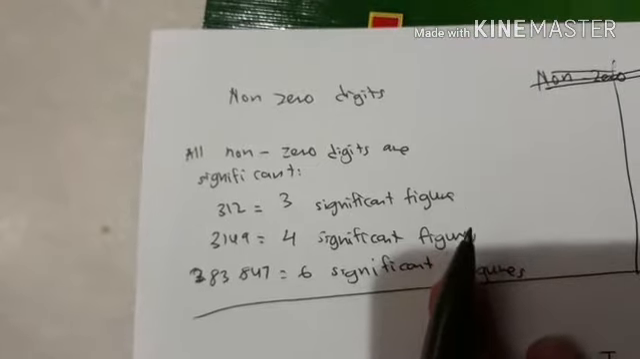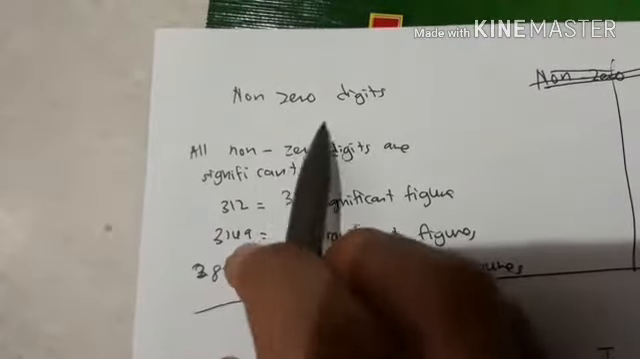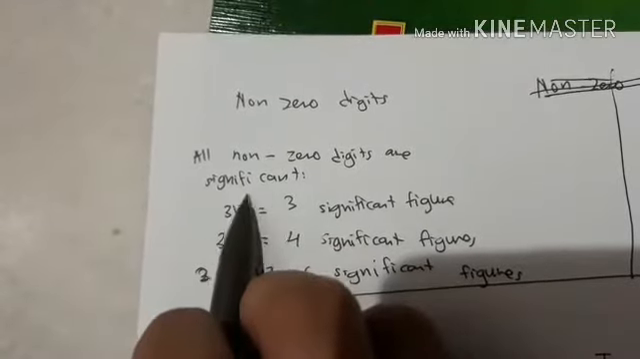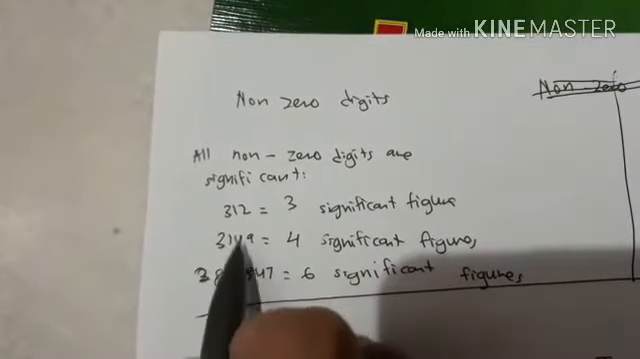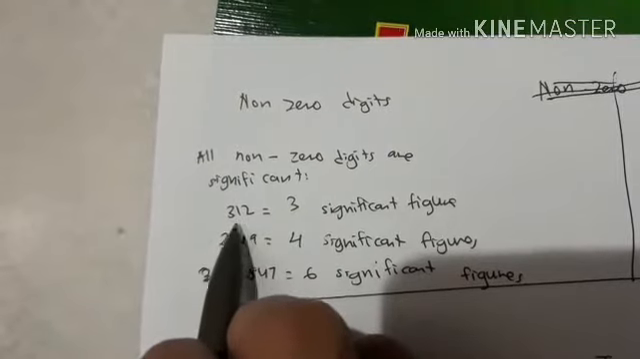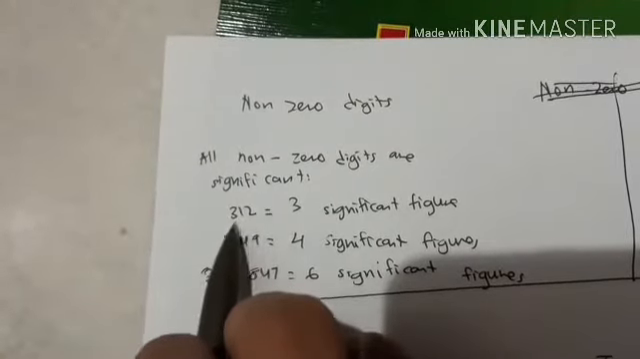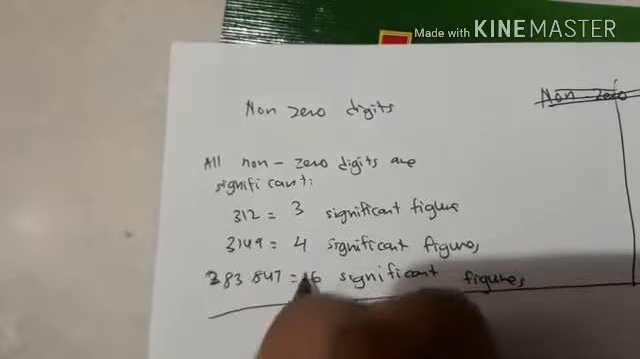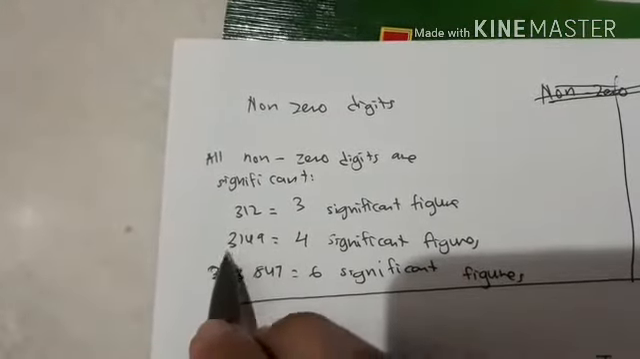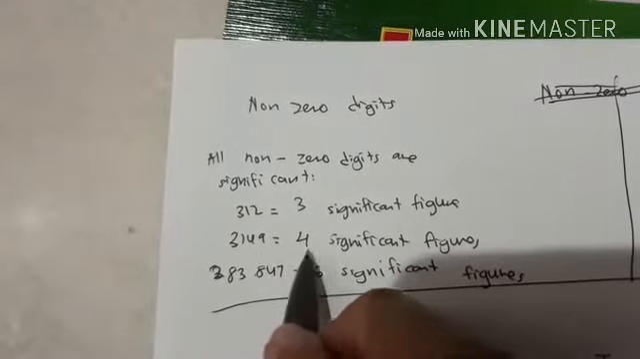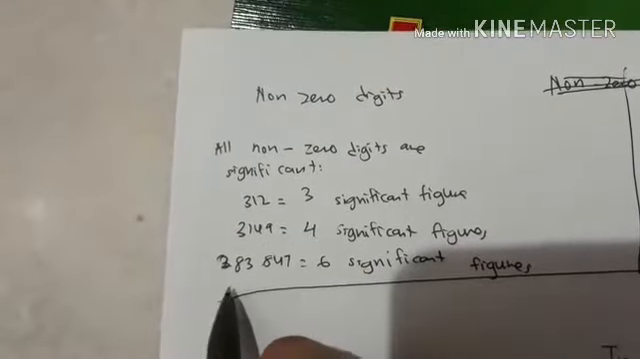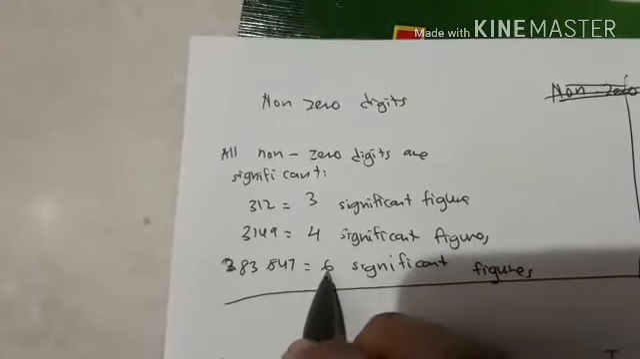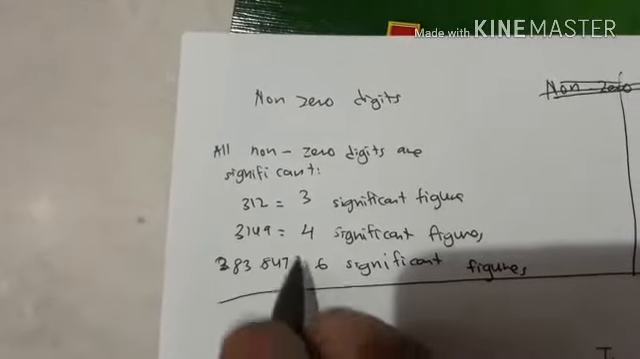The first topic is non-zero digits. All non-zero digits are significant figures. The first example is 312. It has three significant figures because it has three digits. Like this number, 23149, it has four significant figures. And the last is 383,847, which is equal to 6 because it has 6 digits.